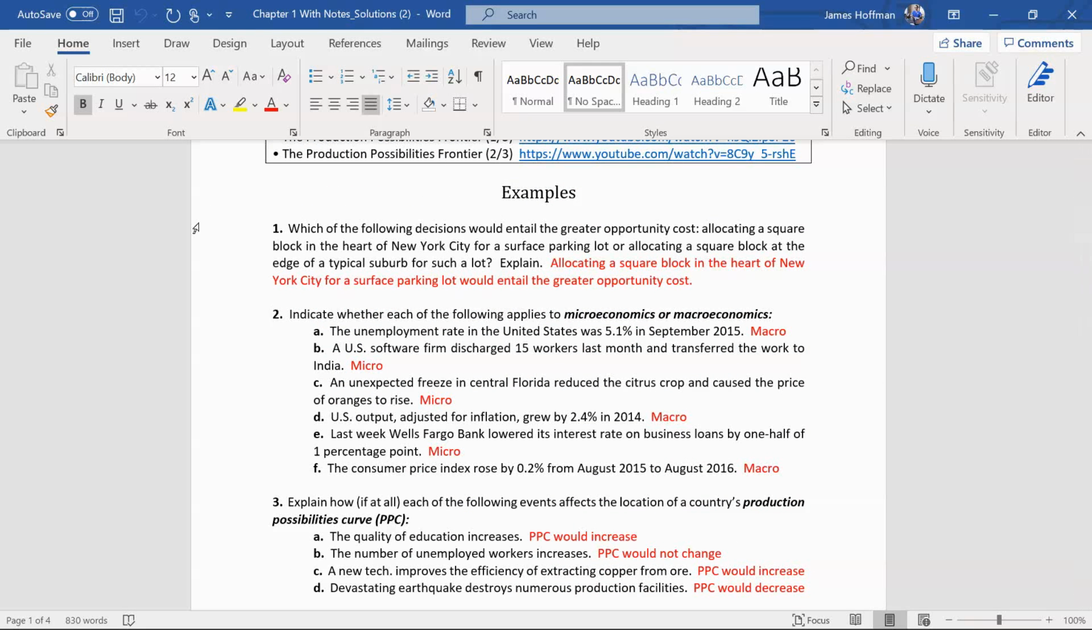Okay, number 2, just a few statements on distinguishing between micro and macro. Let's indicate whether each of the following applies to micro or macro. So A, the unemployment rate in the U.S. was 5.1% in September 2015. That's for the economy as a whole, looking at the whole unemployment rate for the U.S. So that's macroeconomics.